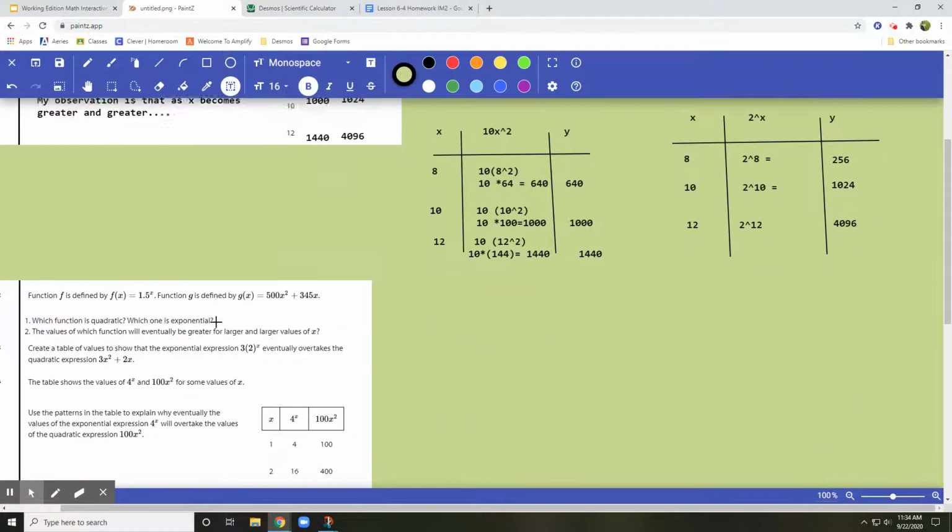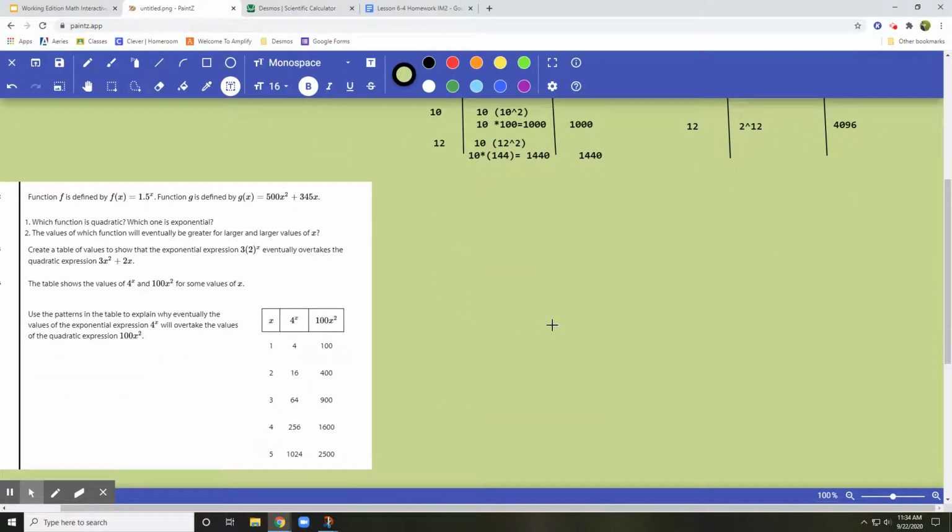All right, so we have about 12 minutes left. Let's try 1 and 2. So function is defined, f of x, you remember f of x is just a fancy way of saying y, right? F of x is defined as 1.5 to the power of x. G of x is this quadratic. How did I know it was a quadratic? Well, I know it's a quadratic because it has an x squared. So we know this is going to be a quadratic.